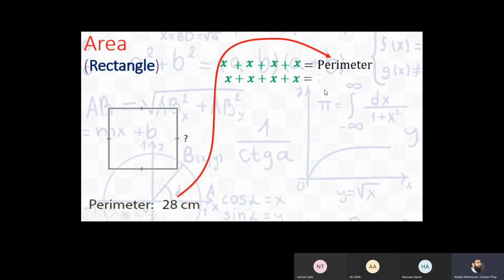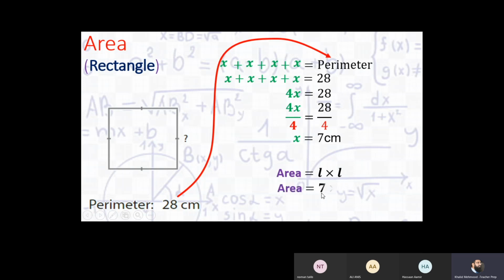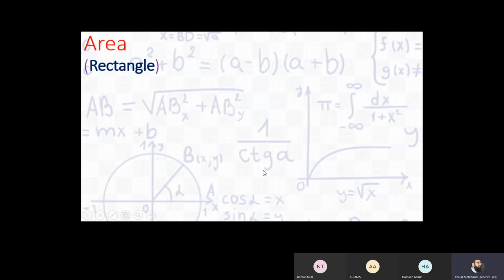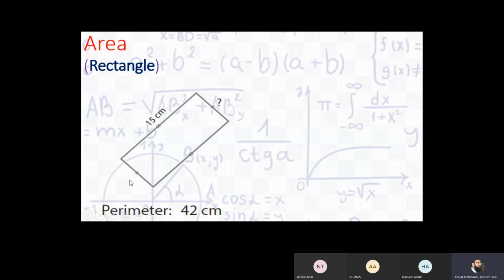So x plus x plus x plus x is equal to 28. 4x is 28, so it means x is equal to 7. Now if x is 7, this is 7, this is 7, so the area will be equal to length multiplied by length. So the area is equal to 7 multiplied by 7, which is equal to 49 centimeter square. Okay.